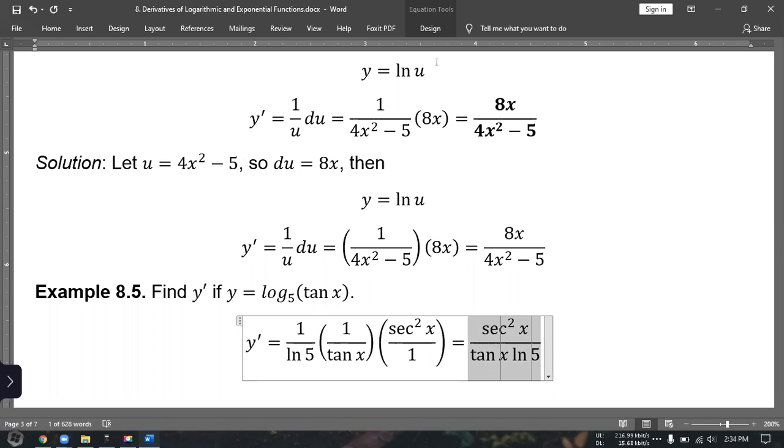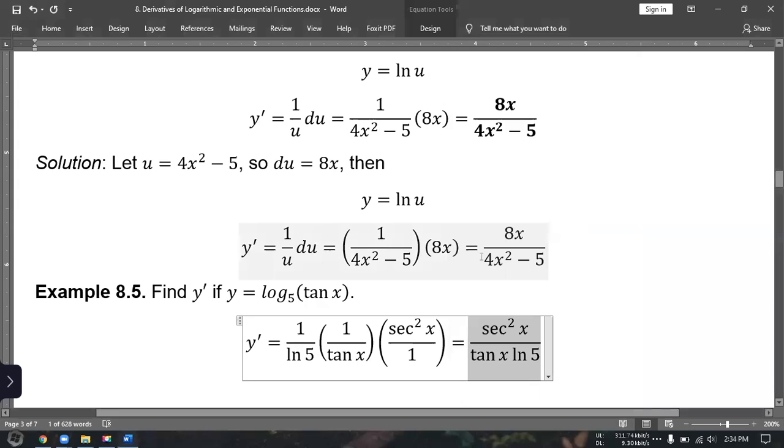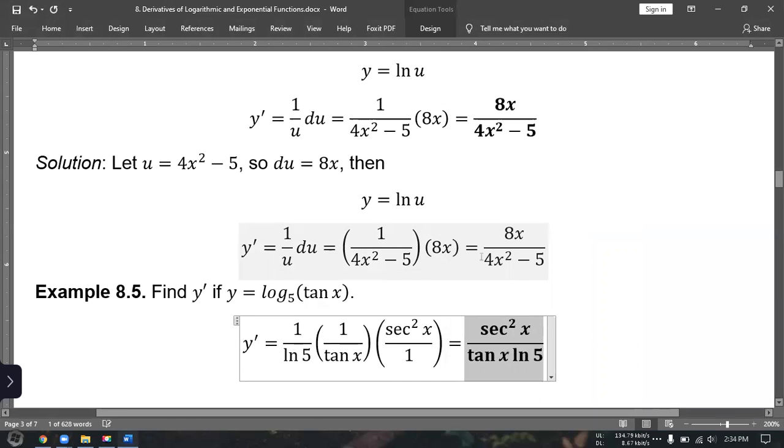Do we have a specific value for the natural logarithm of 5? Check natin. Pag whole number siya, we have natural logarithm of 5. Okay, hindi siya whole number. So, let it be. Ganyan na siya. Secant square x over tangent x natural logarithm of 5.